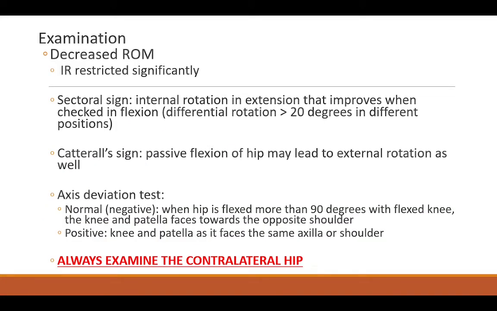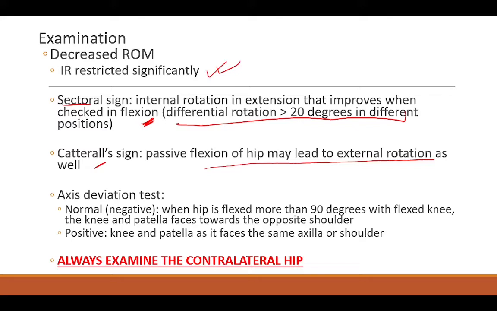On examination, the internal rotation is restricted significantly. A sectoral sign may be seen. A sectoral sign is a differential rotation of 20 degrees in different positions. Often, if the range of motion in internal rotation and extension is restricted, which improves when the patient's hip is flexed, then the sectoral sign is considered positive. A Catterall sign, which is passive flexion of the hip leading to external rotation, can also be seen in AVN cases.